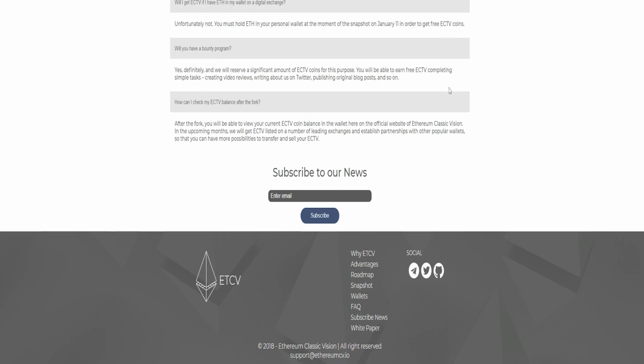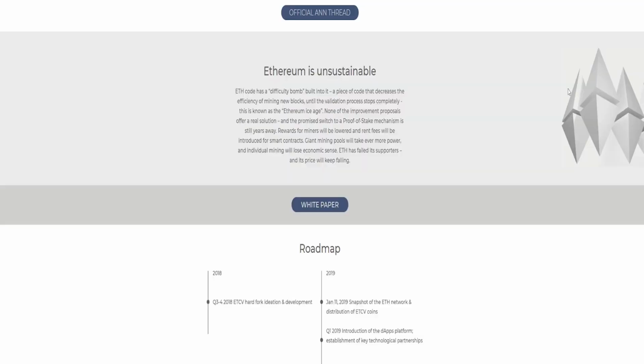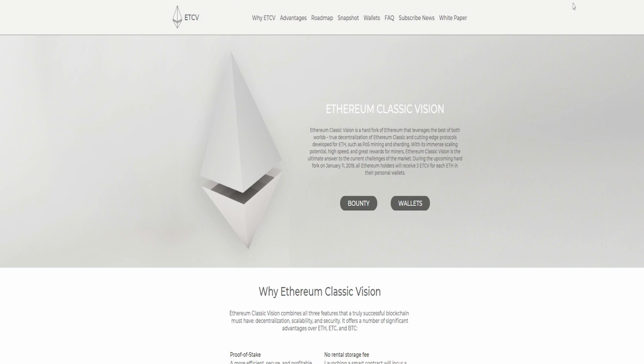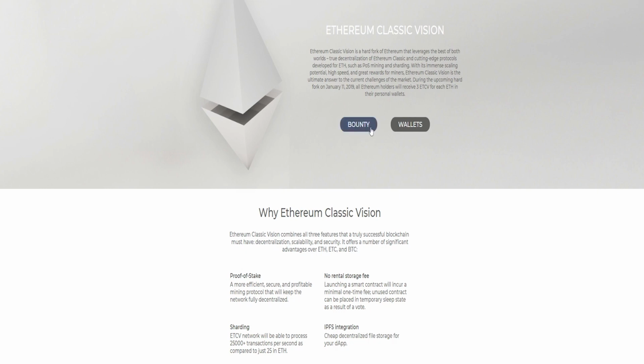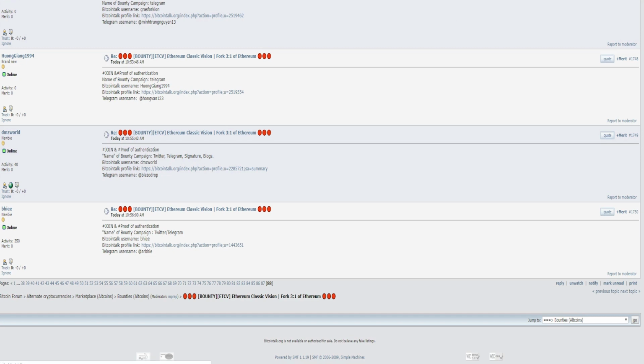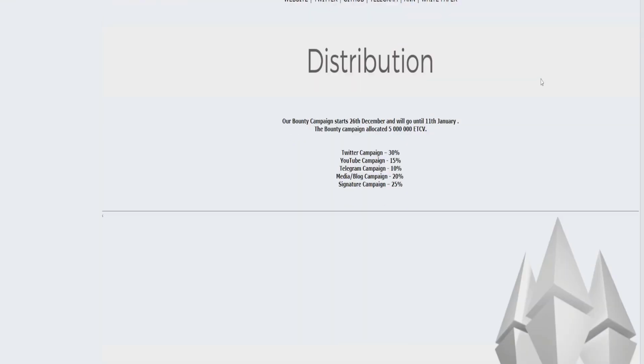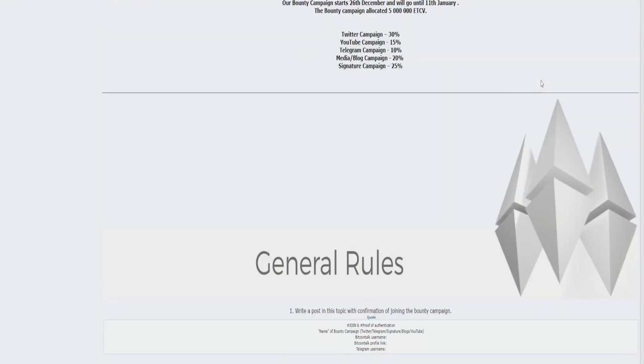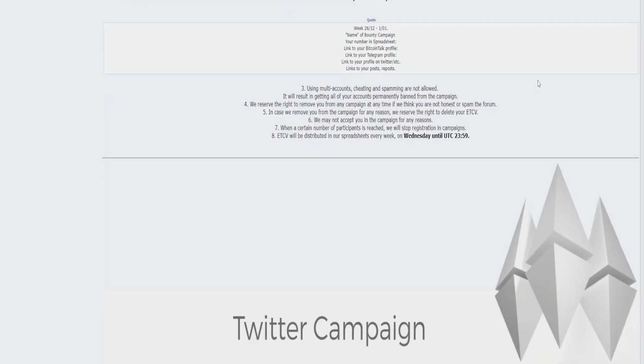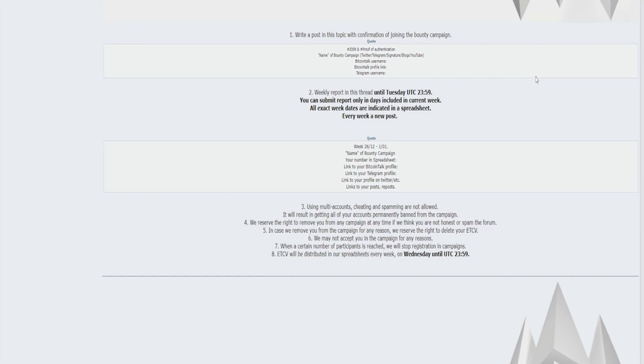Why Ethereum Classic Vision? Ethereum Classic Vision combines all three features that a truly reliable blockchain must have: decentralization, scalability, and security. It offers a variety of serious advantages over ETH, ETC, and BTC. Proof of stake: an additional economical, secure, and profitable mining protocol that may keep the network totally decentralized. No rental storage fee. Launching a smart contract incurs a nominal one-time fee. An unused contract is placed in a temporary sleep state as a result of a vote.